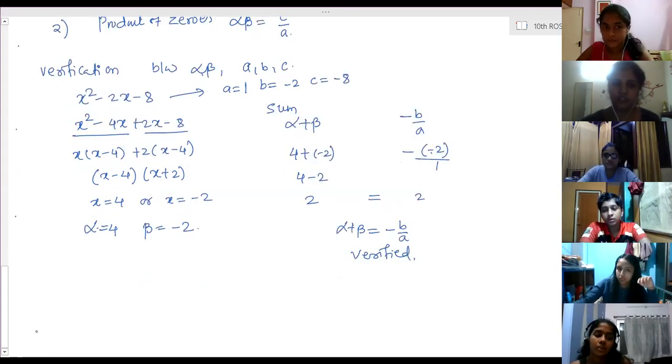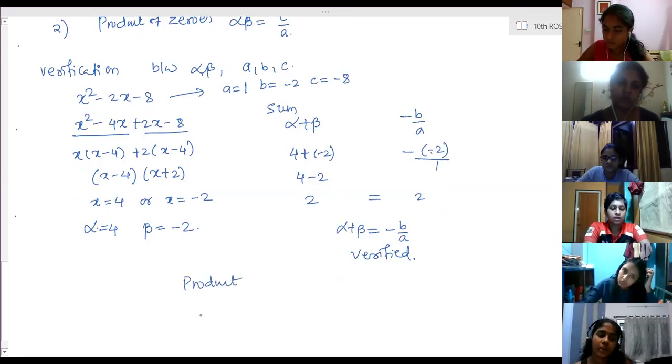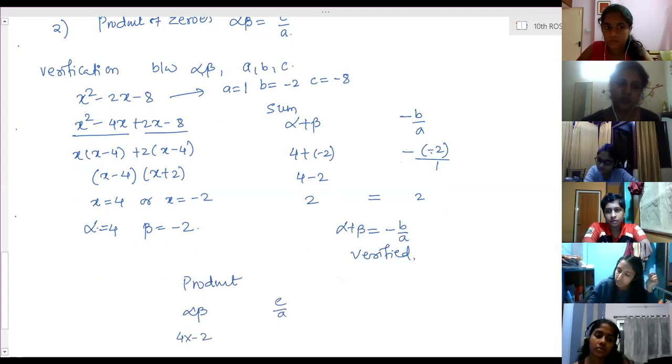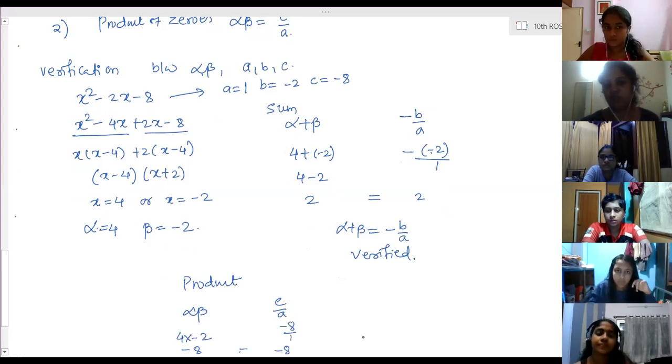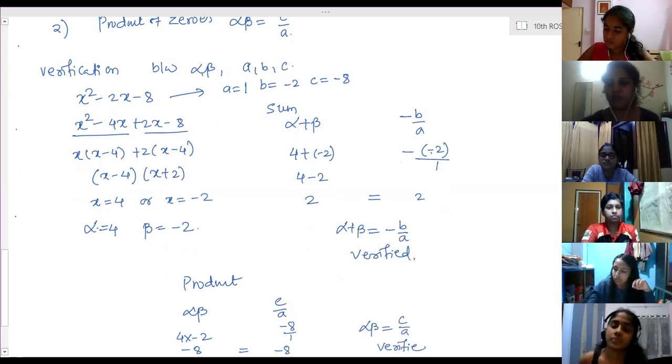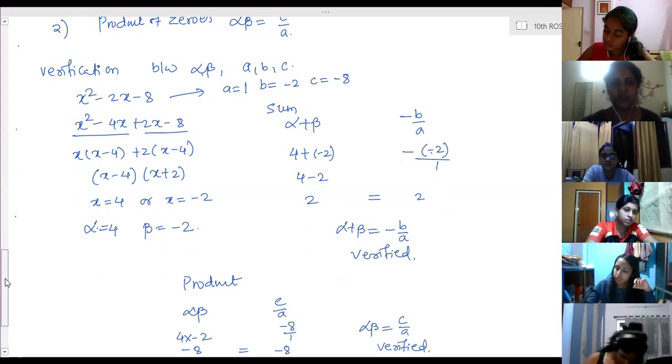And the second verification, the product. Alpha beta is 4 into minus 2, which is minus 8. And c by a: what is the c value? Minus 8 by 1, that is minus 8. Both are equal. So alpha beta is equal to c by a. Verified. Okay, clear?